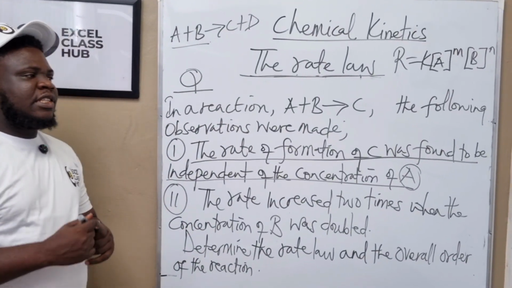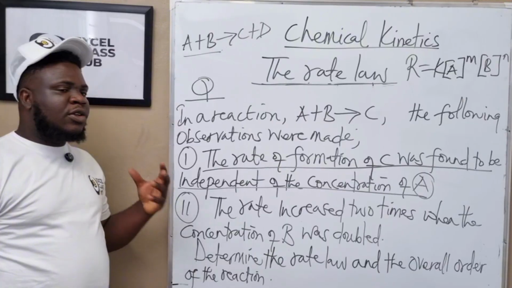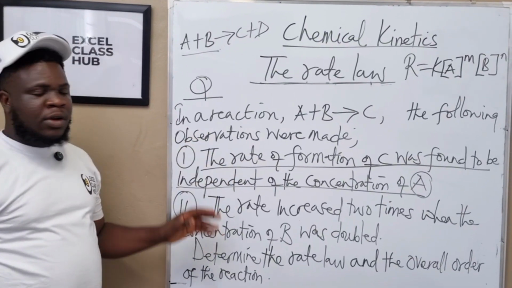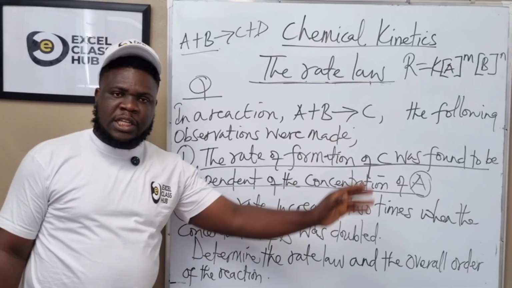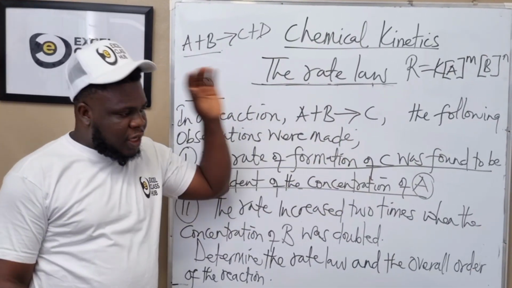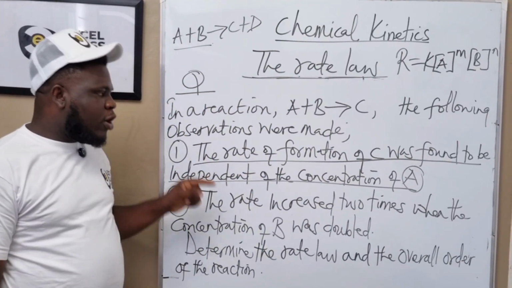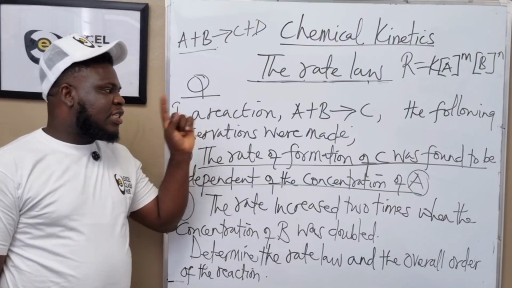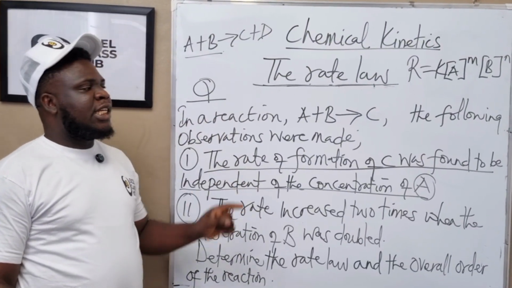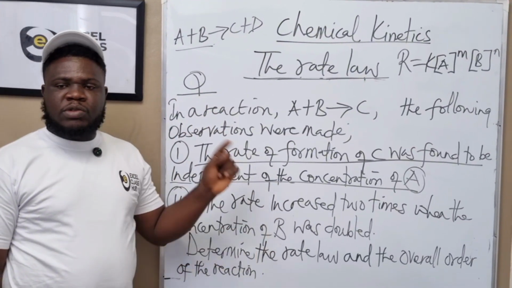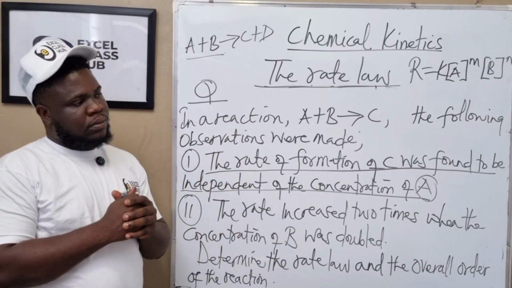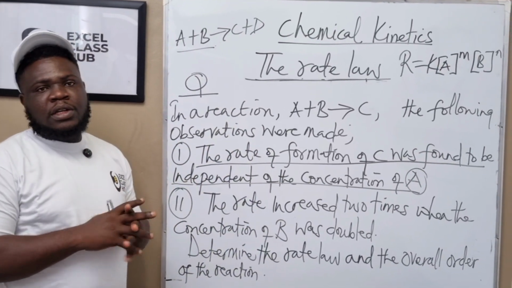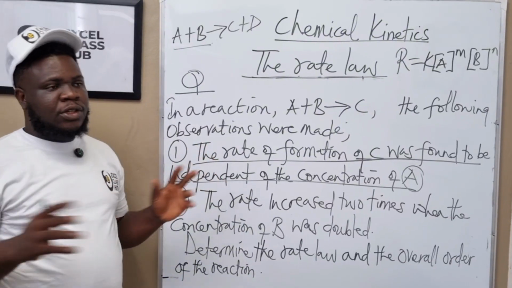So what am I saying in essence? What I'm saying in essence is that anytime you are solving a question under the rate law and you are being told that the rate of formation of the product is independent of the concentration of one of the reactants, what that simply means is that the order of the reaction with respect to that reactant is equal to 0. That's the literal interpretation to that.